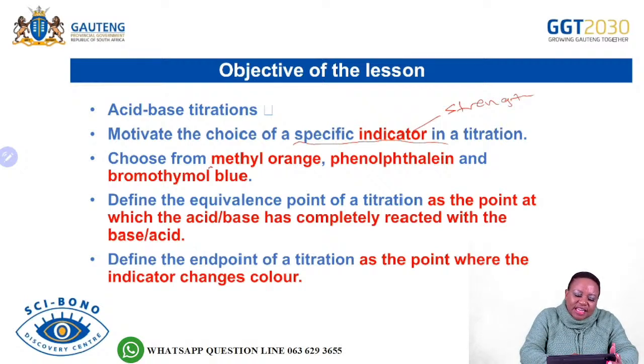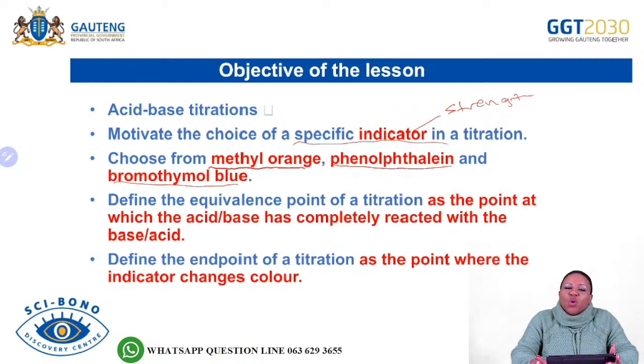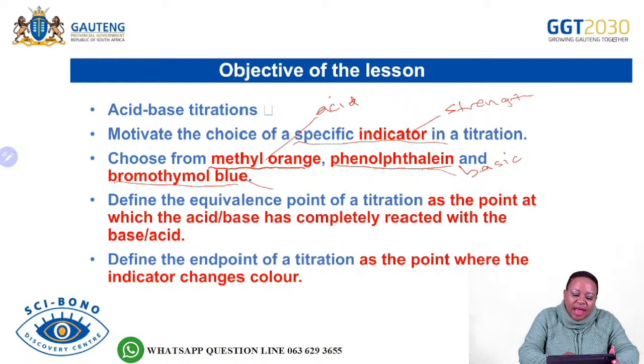We know that the indicators that we have are methyl orange, phenolphthalein, and bromothymol blue. And when we were explaining the three indicators that are examinable, we said methyl orange, you'll use it when you know that at the end of the day, you're going to have an acidic solution. Phenolphthalein, you know that you're going to use it when you have a basic solution, and bromothymol blue when you have a neutral solution.